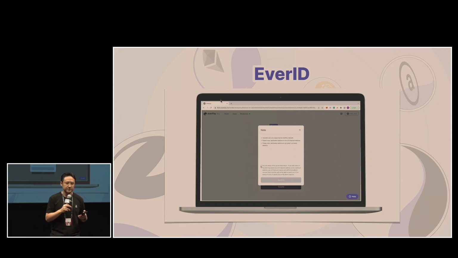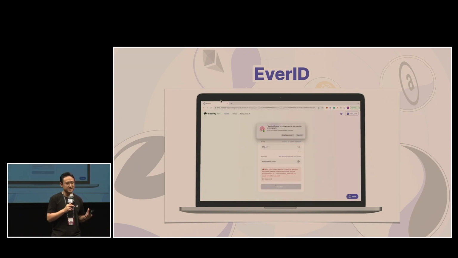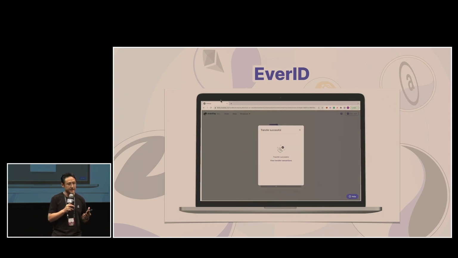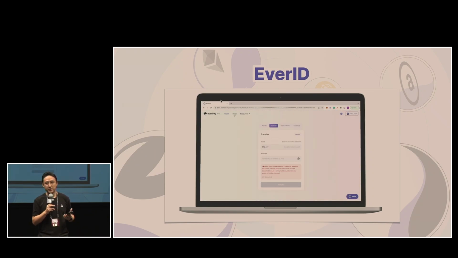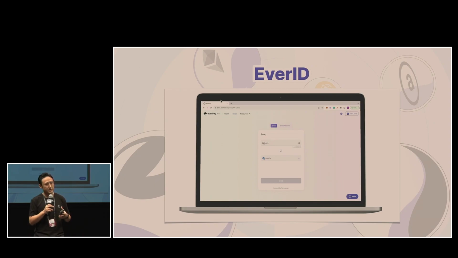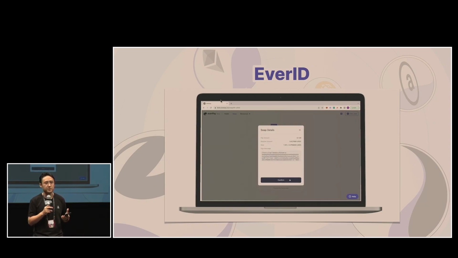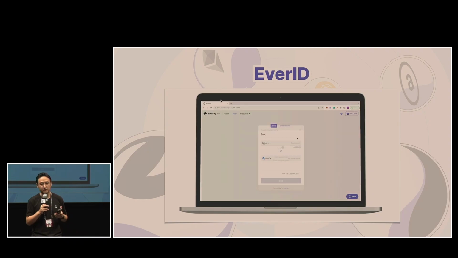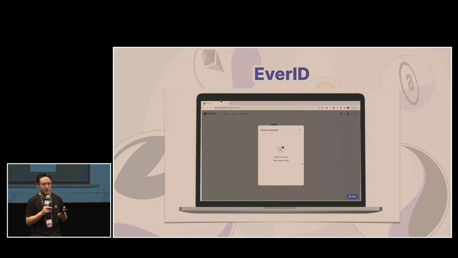So we believe this will greatly help lower entry barriers for users, and help onboard millions of users into Web3.